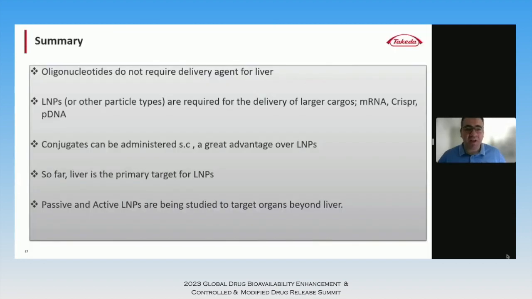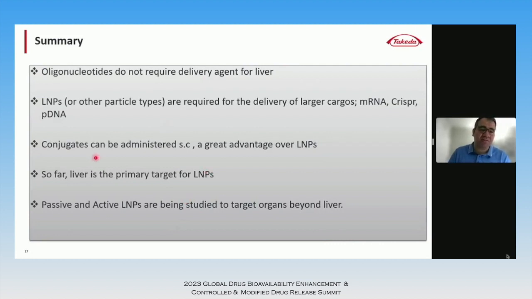So with this, I want to summarize my presentation. So oligonucleotides, those ASOs, and maybe siRNAs, they don't really need a delivery agent. You don't need nanoparticles to deliver siRNA to the liver. So GalNAc conjugates work fine, and it seems it's better than the particle-based approaches. But for larger cargos, we have to make LNP or other polymer-based formulations.